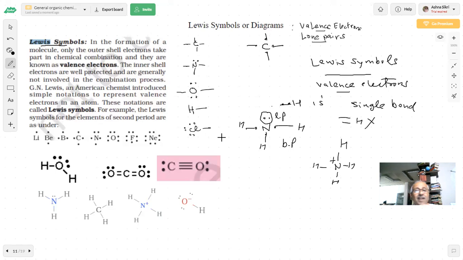So with 4 bonds, when nitrogen has 4 bonds, there will be a plus charge on the nitrogen. Yes or no? That's what you call the ammonium ion. Please try to understand everything. This is very important. All organic chemistry will become easy.